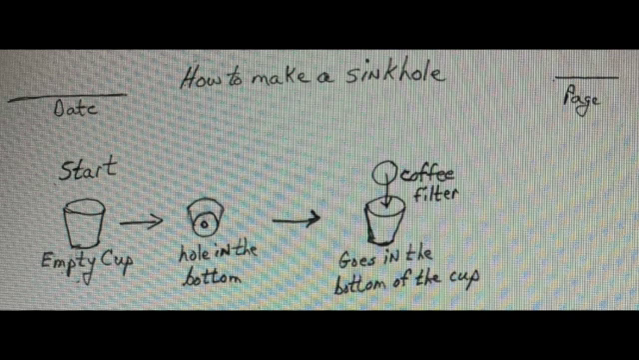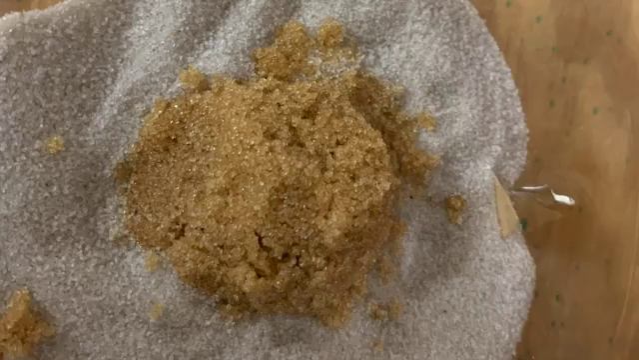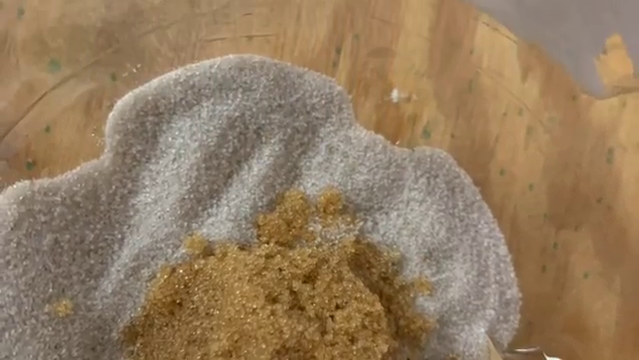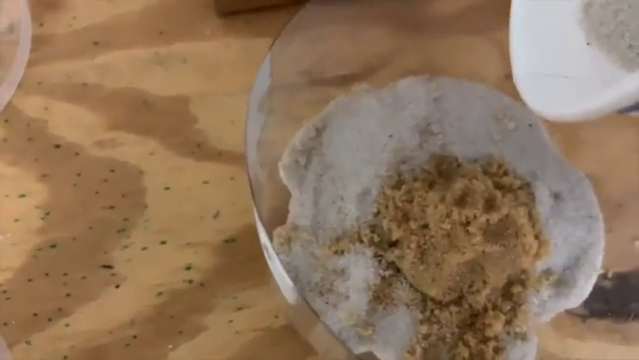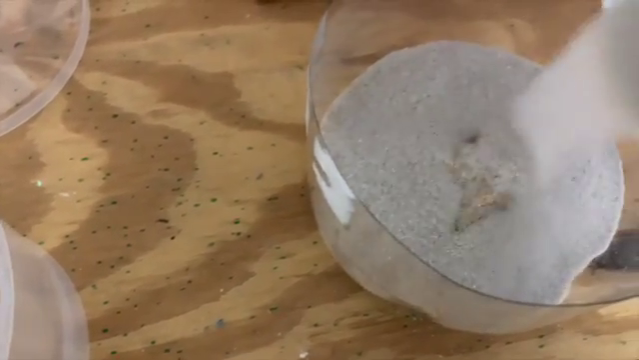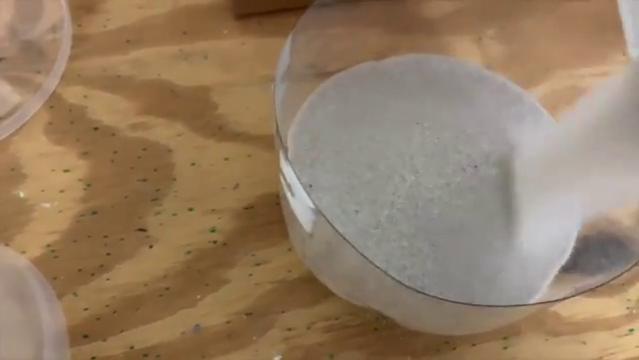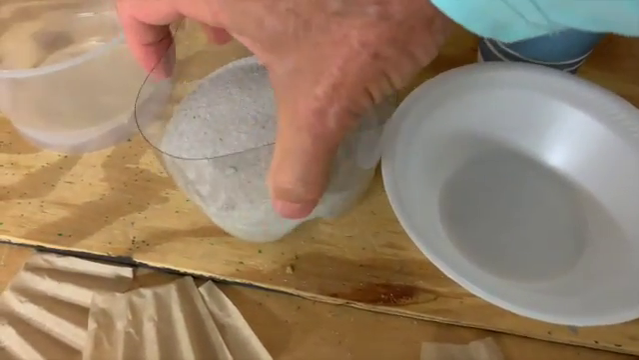It's always a great idea to make entries in your science journal. Here's how I started mine. Then I poured in some sand. Then I put some sugar on top of that sand. Then I put some sand on top of the sugar to cover it up. Continue to make entries in your science journal as we go through every step. Then I put the cup in a shallow bowl.